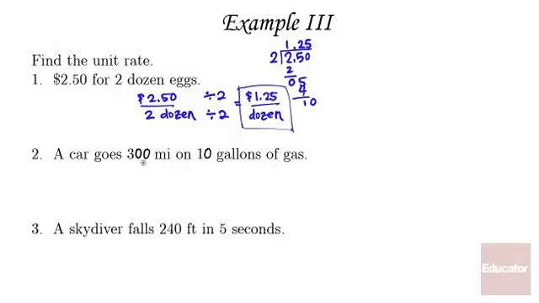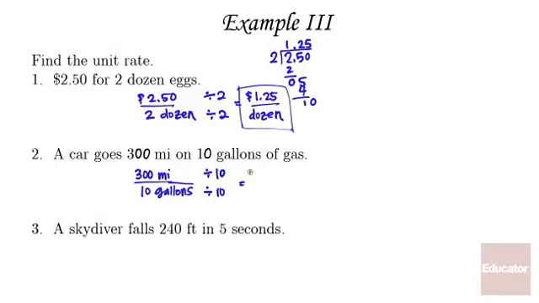A car goes 300 miles, MI means miles, on 10 gallons of gas. So, 300 miles on 10 gallons of gas. Find the unit rate. That means I want to turn this into 1. So it's going to be how many miles per gallon. So then again, divide this by 10. Divide the top number by 10.